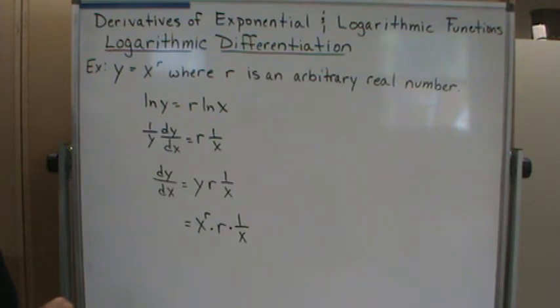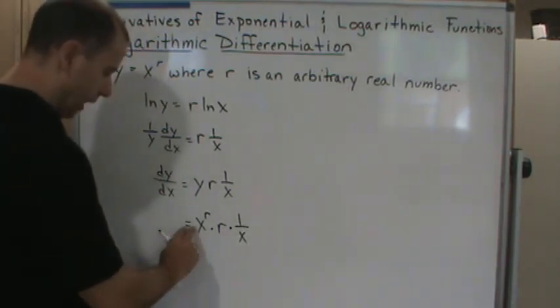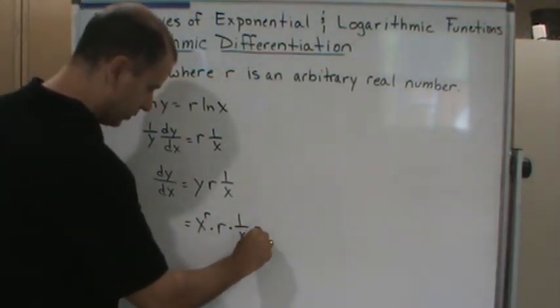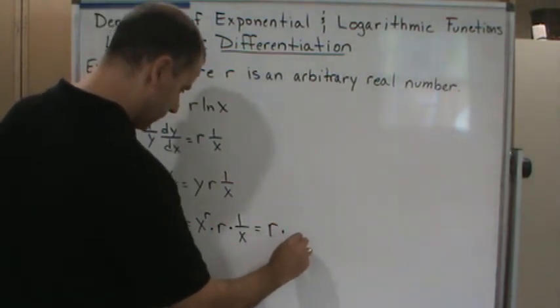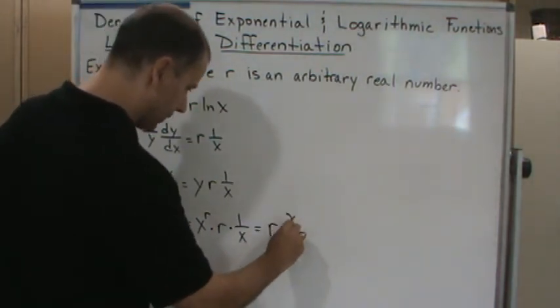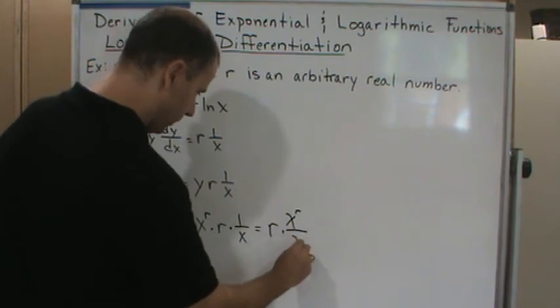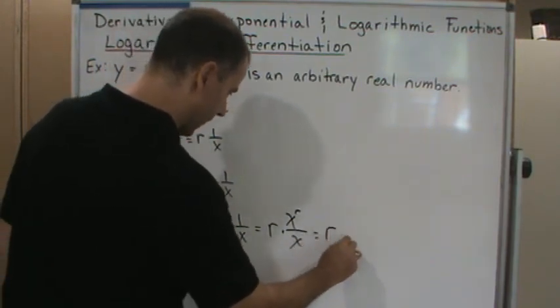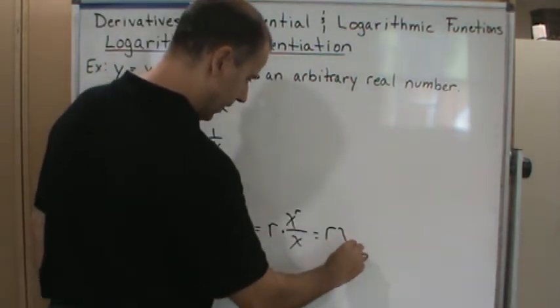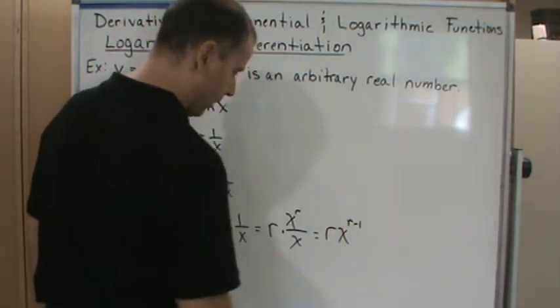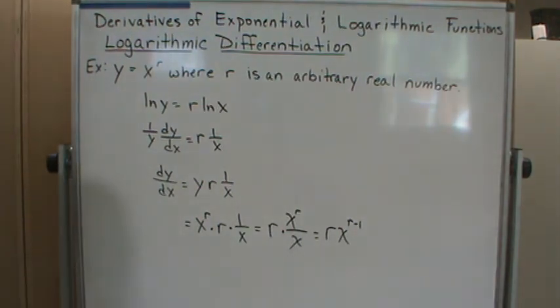Oh, hold on a second. Oh, yeah. So now, what happens here? Well, I'm going to rearrange things. So this equals r times x to the r over x. Well, by properties of exponents, I get x to the r minus 1, and I'm done.